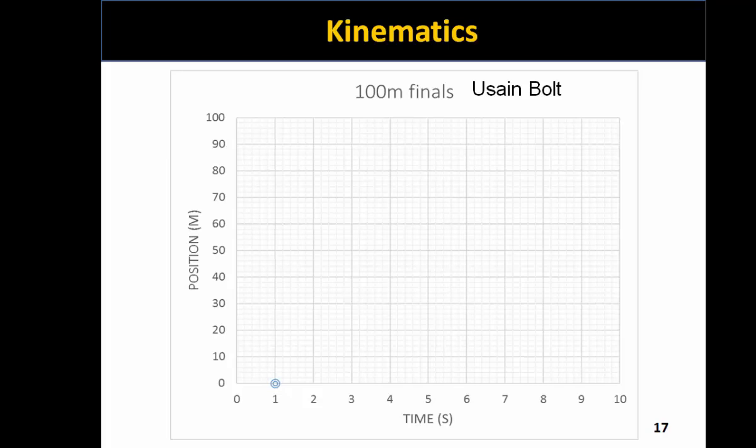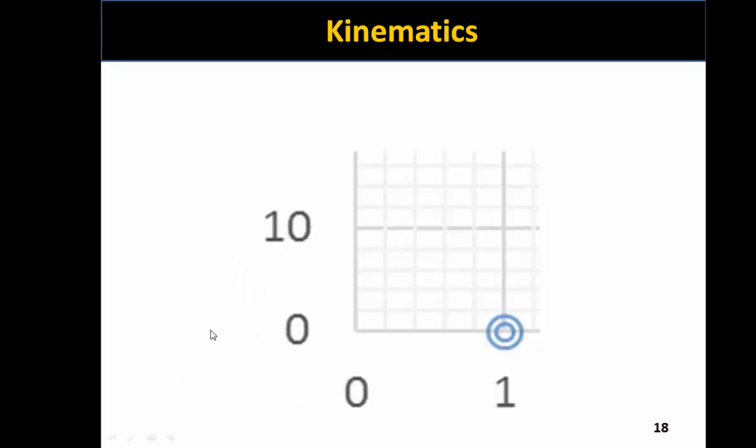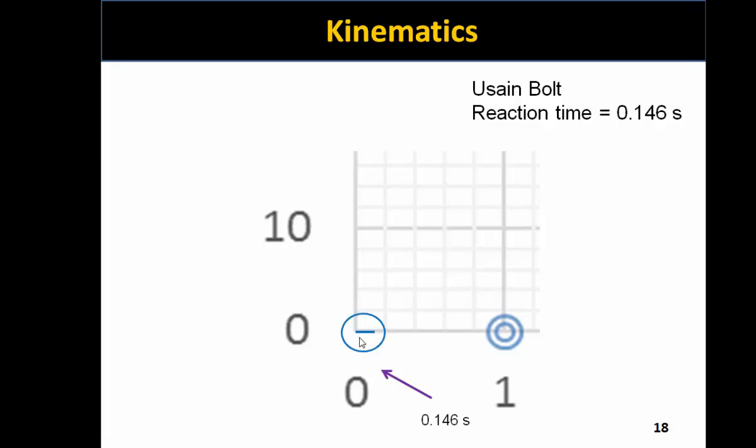So if we examine the kinematic pattern, we see time placed along the x-axis, position along the y-axis. And so we're going to first start by highlighting that very initial part of the 100-meter dash. This slide is essentially a zooming in of the first second and the first 10 meters. So the reaction time of the gold medal winner, Usain Bolt, was measured to be 0.146 seconds. And that's going to occur over this very small interval of time that we see here.